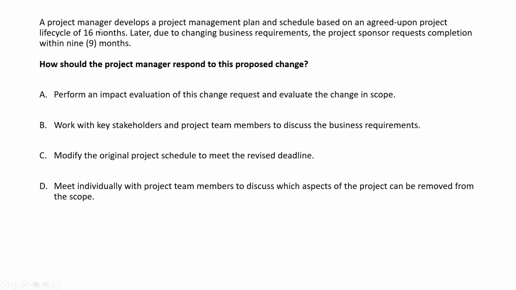Next, a PM develops a project management plan and a schedule based on an agreed upon project life cycle of 16 months. Later, due to changing business requirements, the project sponsor requests completion within 9 months. How will you respond to this proposed change? And all of you know what the project manager does when the change request is filed. So use the chat window to answer it.